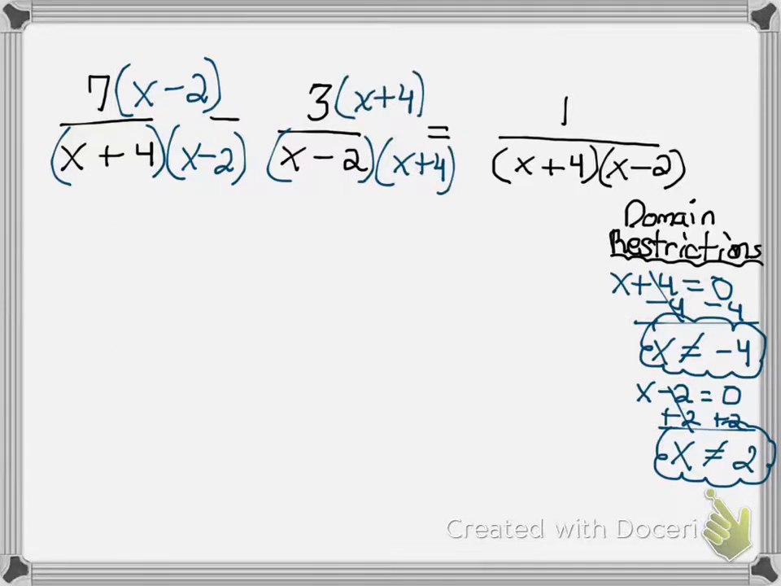And my last denominator already has both of those factors, so I don't have to multiply it times anything. Once all your denominators look the same, you can go ahead and drop them. And then bring down everything that you have in your numerator.